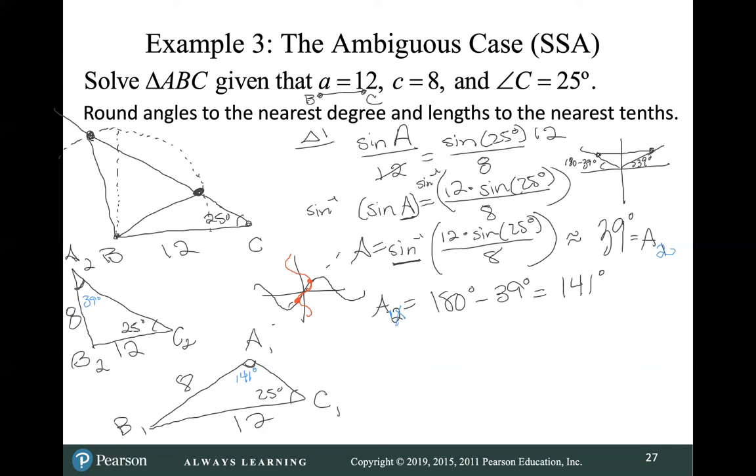Okay, so we've got two angles and two sides. Let's go ahead and find the third angle here. To find the third angle, and let's do triangle 1 first, I have 180 minus 141 minus 25, giving me angle B1, 14 degrees. And then in triangle 2, we have 180 minus 39 minus 25, giving me angle B2 at 116 degrees.